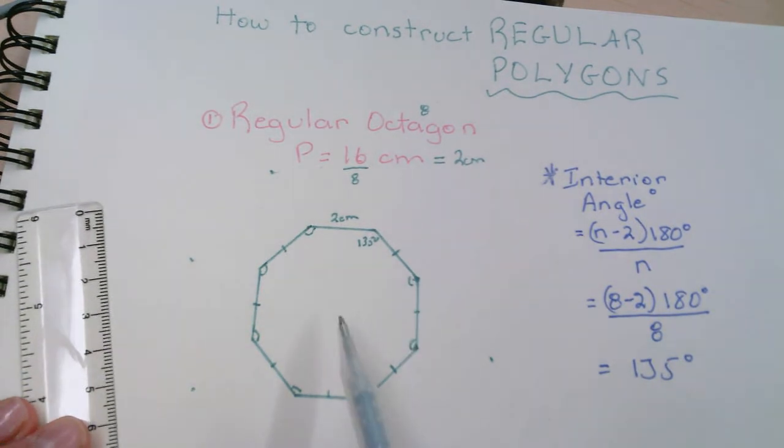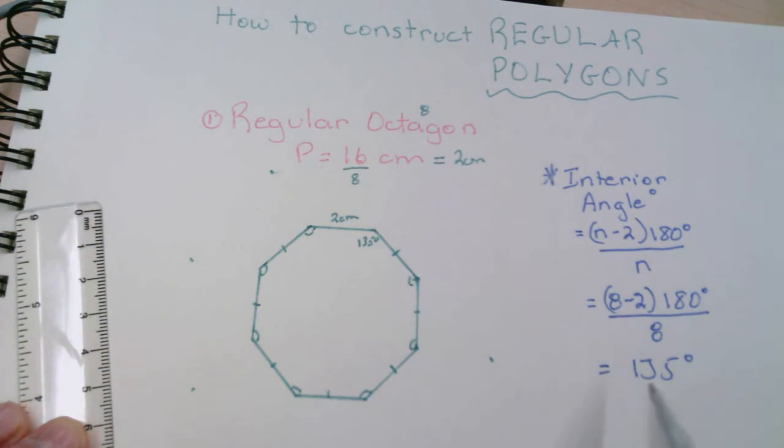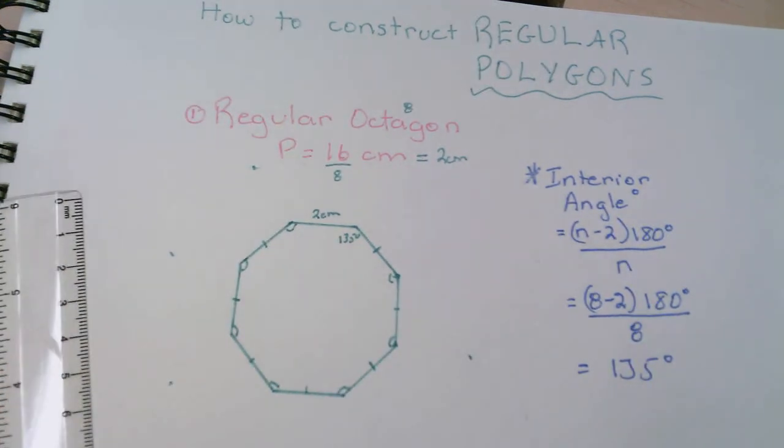So here we have a regular octagon with a perimeter of 16 centimeters, and each angle is 135 degrees.